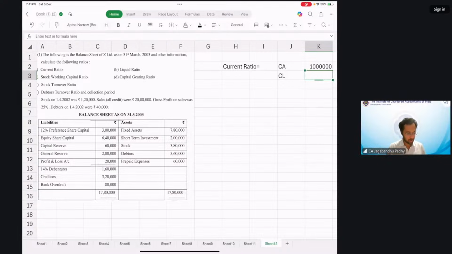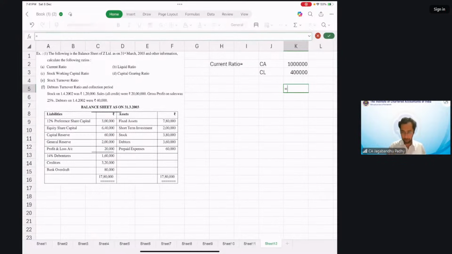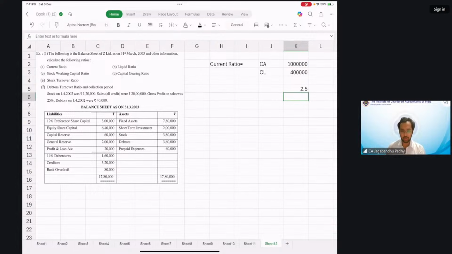So current liabilities are 3,20,000 creditors and 80,000 bank overdraft. So yeah, so current ratio works out to be what? 10 lakh divided by 4 lakh, which is 2.5.